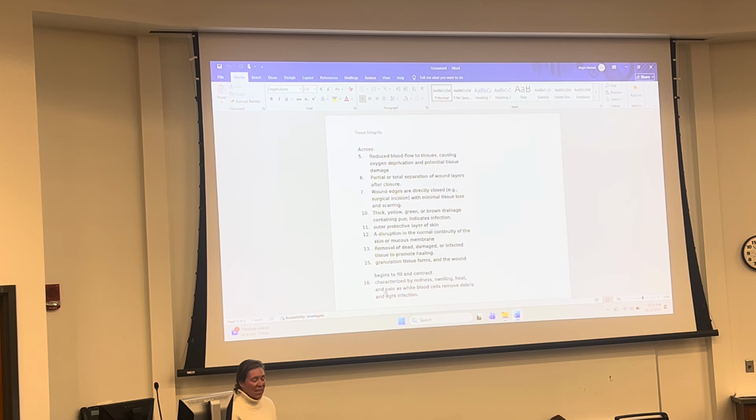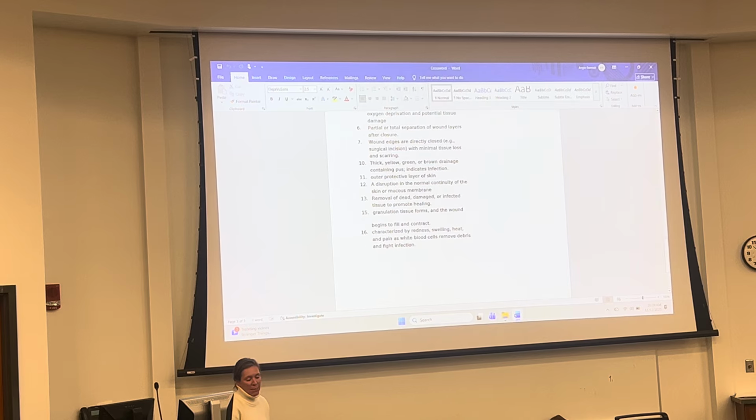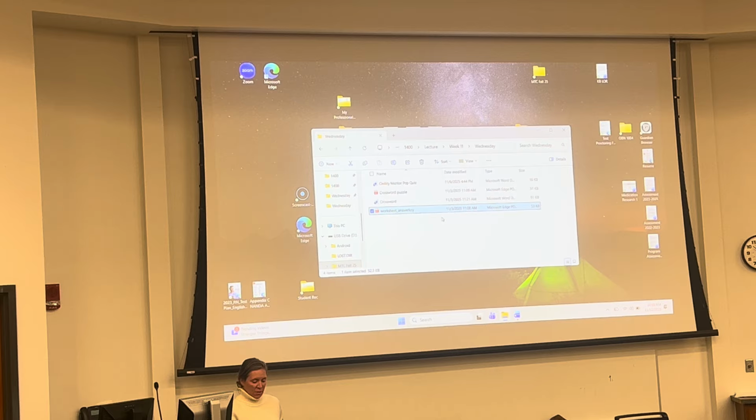Yeah, that's the second phase, so the proliferative phase or the proliferation phase. So that comes before the remodeling phase. Okay, so that wound is filling in. Okay, and then the last one, characterized by redness, swelling, heat, and pain as white blood cells remove debris and fight infection. Anybody get that one? Yeah, and so that's the first phase, the inflammatory phase. Okay, so you've read and learned about 3 phases of healing. Inflammatory phase was the first one. All right, so hopefully that was a good little intro.